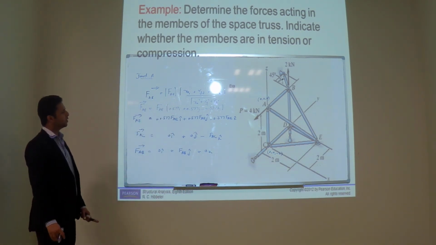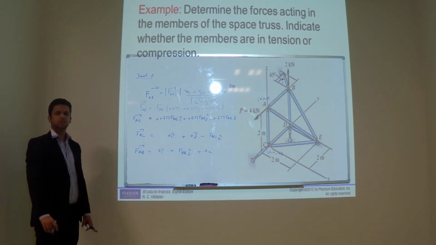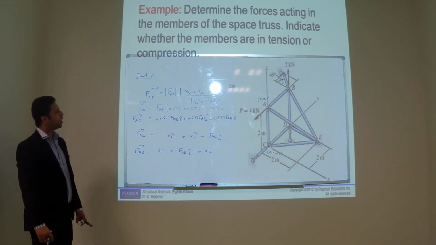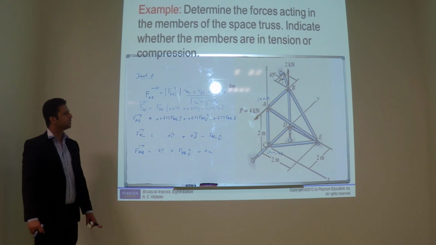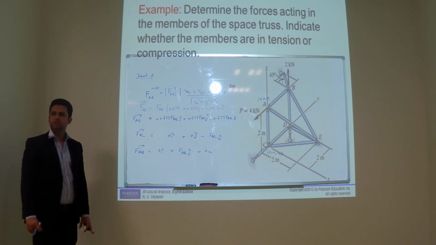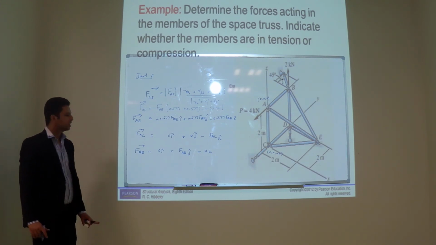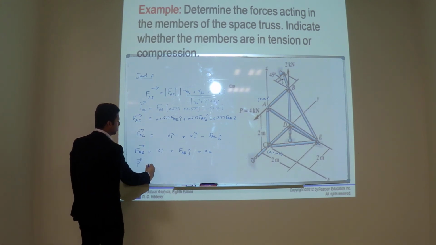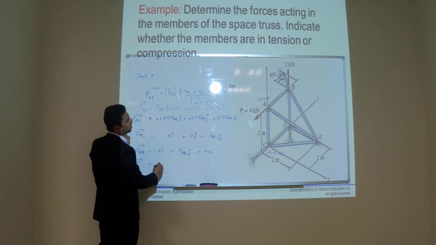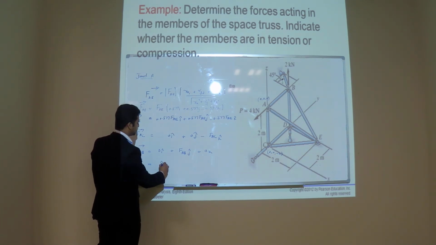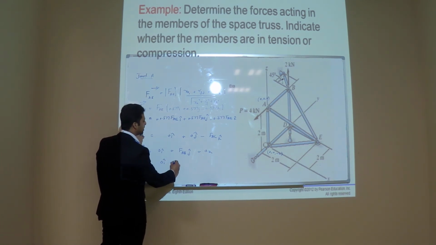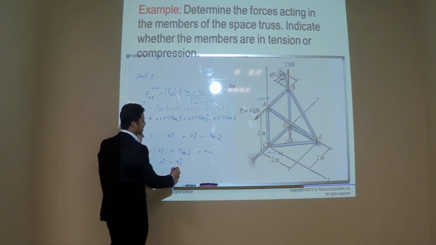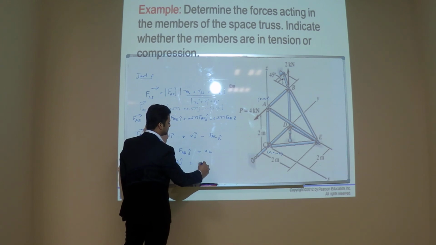Is there any other force at joint A? No. You have the 4 kilonewton force. How much is the x component of this force? Zero. It is minus 4 kilonewton j. So P is 0i minus 4j plus 0k.